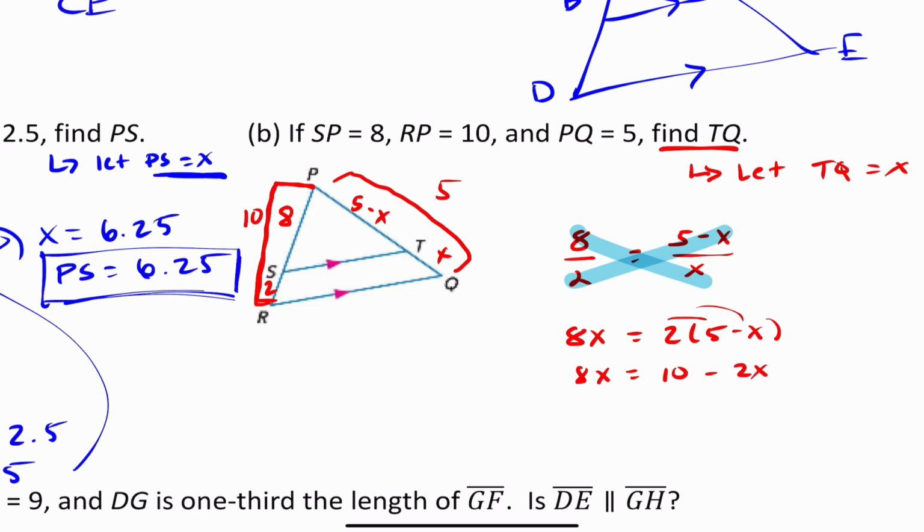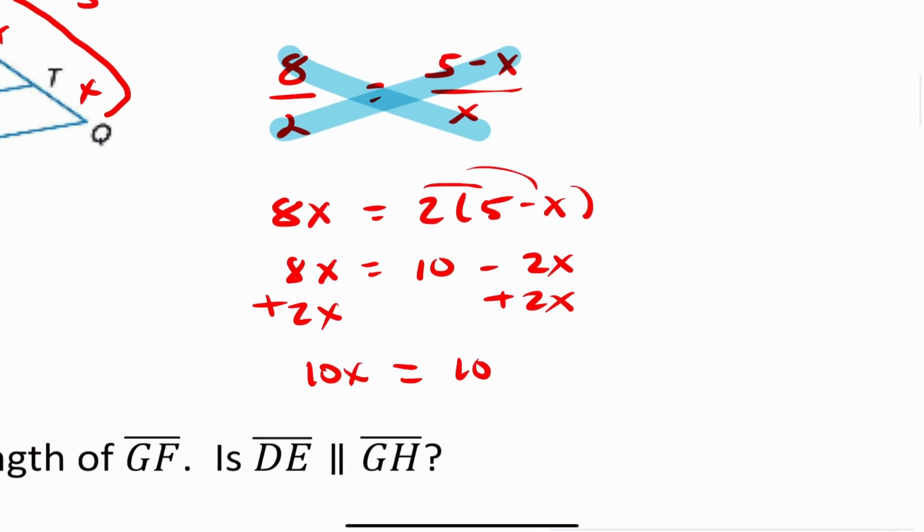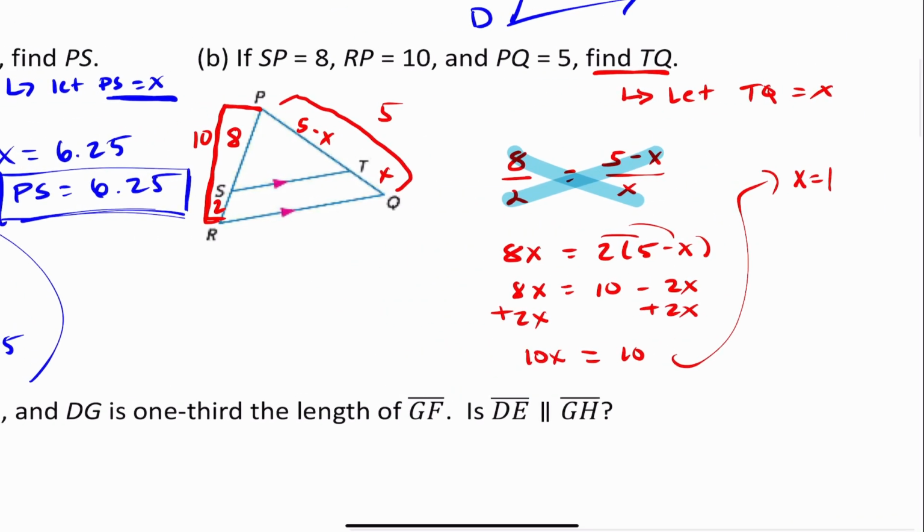Great, I need to get the x's on one side and just that number on the other side. So I should add both sides by 2x. So 10x is equal to 10. Y'all, that's really easy. X is equal to 1. So x is equal to 1, right? So if x is equal to 1 and we let TQ be x, so TQ should also be 1. TQ should also be 1. That's your answer.